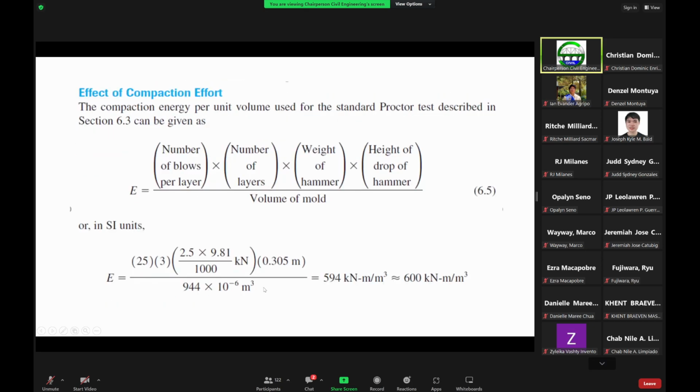Then you divide that by the volume of mold, which we have just seen earlier. So then you now have kilonewton meter per cubic meter, and that's now your compaction energy. Roughly about 600 kilonewton meter per cubic meter. That's the compaction energy for a standard Proctor test.